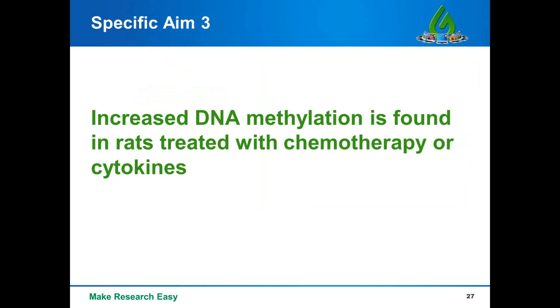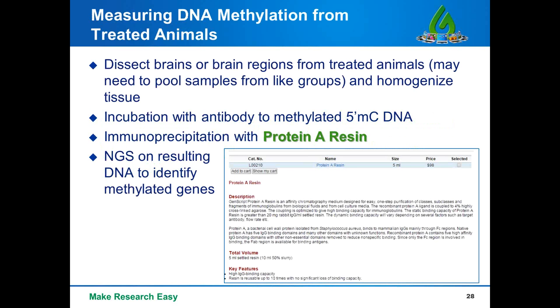So let's now move on to specific aim number 3. In this case, we want to look at DNA methylation levels in rats that are treated either with chemotherapy or with cytokines. After treating the same groups of rats with the chemotherapeutic agent, TNF-alpha, or the vehicle, we would dissect the brains or separate brain regions from treated animals and homogenize the tissue.